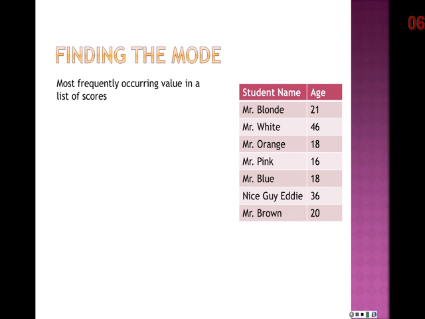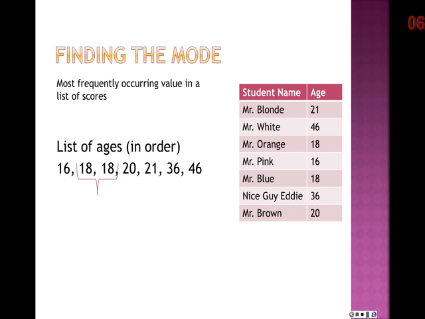Now the mode is a little different here. The mode is the most frequently occurring value in a list of scores. Again, let's list the ages in order. And so we have 2 18s here. So the mode is 18 because 18 is the most frequently occurring score in this list of scores. And as I mentioned before, if 2 scores are the most frequently occurring in a list, those 2 would both be the mode.